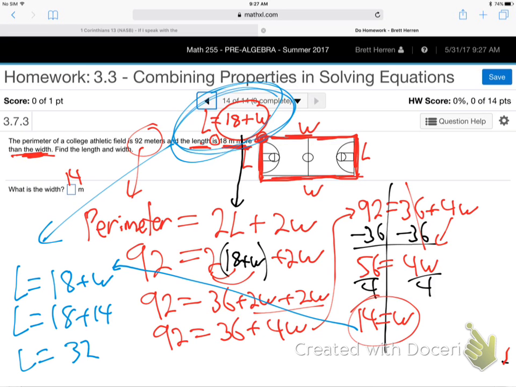Questions on that one? Wouldn't the length be 36 because we already solved it in the problem? What do you mean? Because we already did 18 plus width times 2, so we already know that the length is 36 in the problem that we just solved. Well, we know the length is 18 plus W. Careful, that 36 was only part of it. It was only the 2 times the 18. It's actually 36 plus 2W, and that's 2 times the length, not the length.